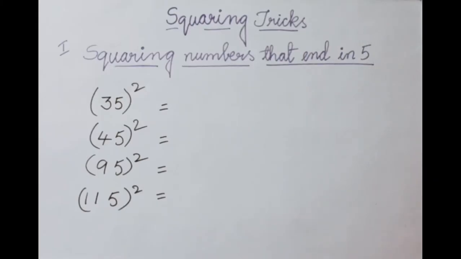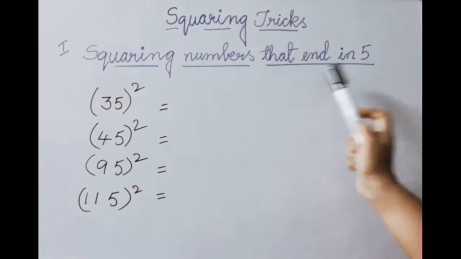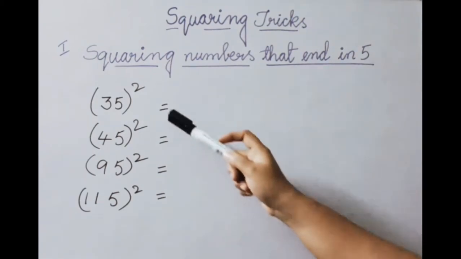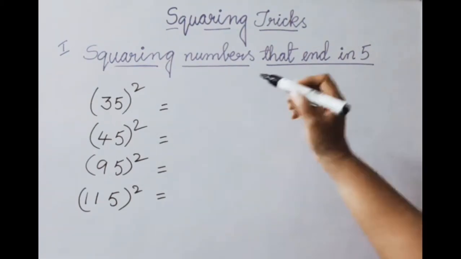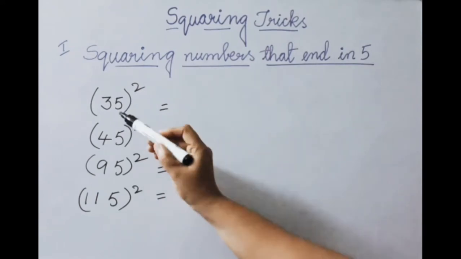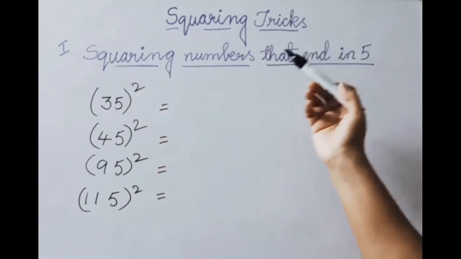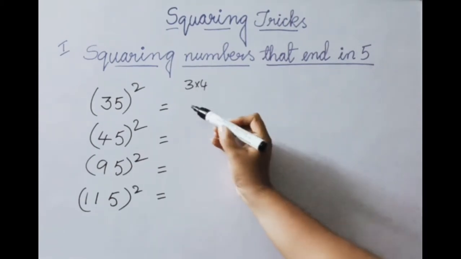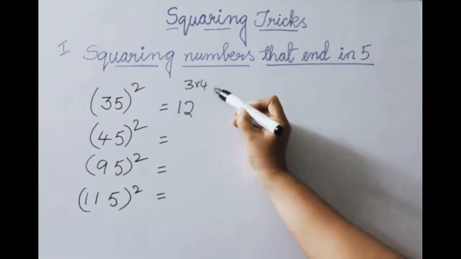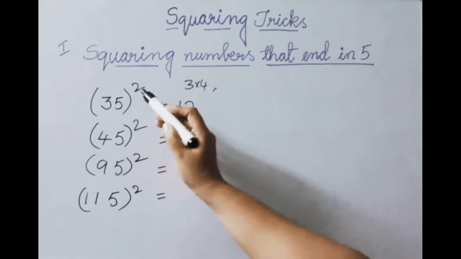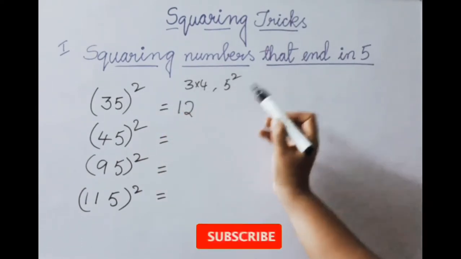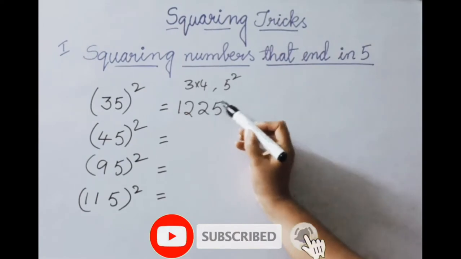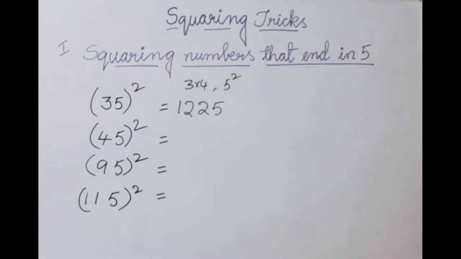Hello everyone, today I am going to explain squaring tricks. Among them, the first method is squaring numbers that end in 5. The first example is 35 whole square. What we have to do is take 3 and the next number 4. That means you have to find 3 4s, which are 12. Next, the square of the second number, 5 square, which means 25. So the answer is 1225.